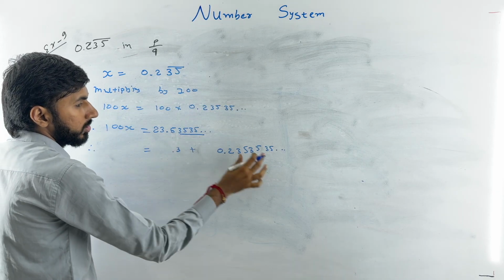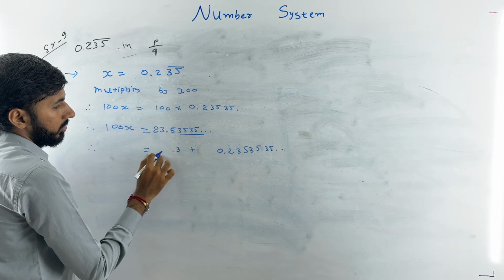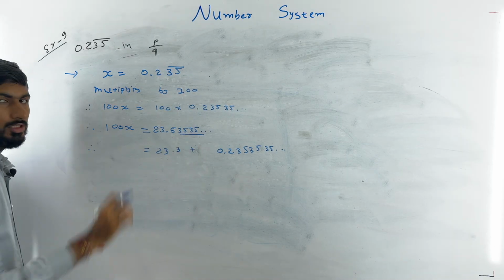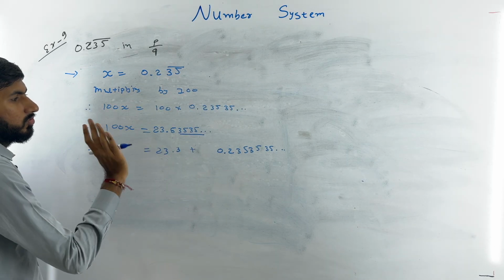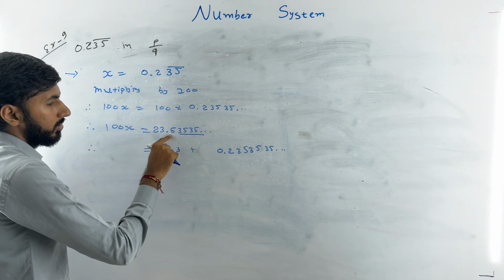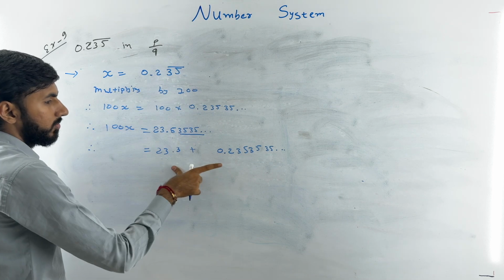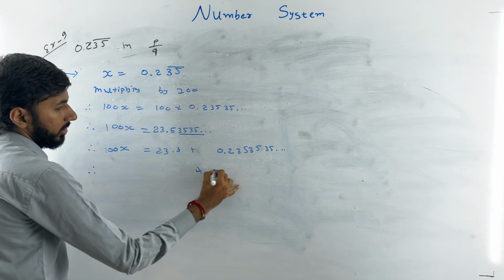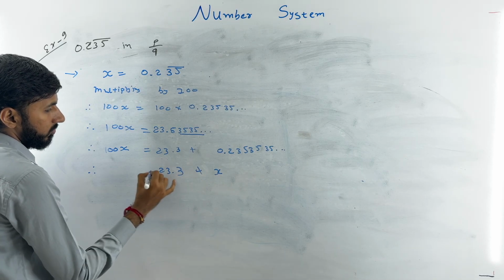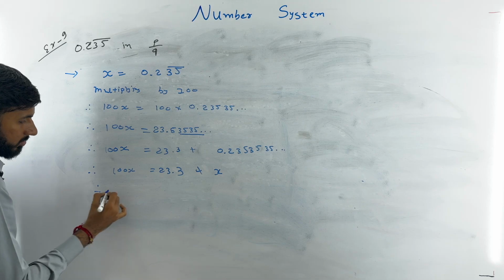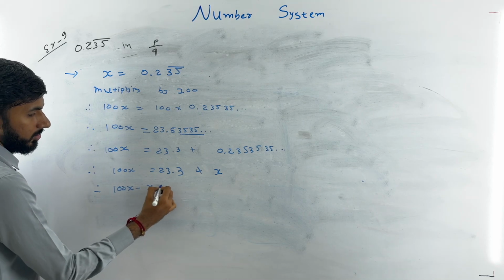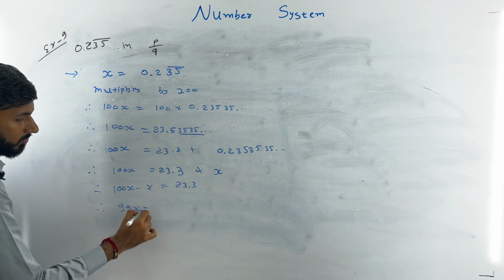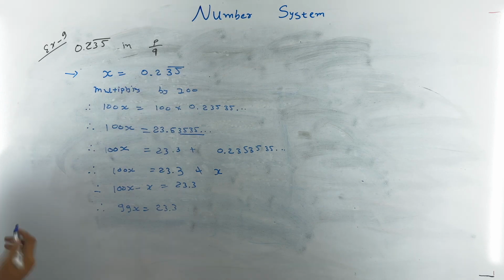So 23.3 plus 0.23535, if I add these two numbers, I will get this number, right? This is very easy, you just have to use your mind. If you look at the digits after the decimal point, you will easily separate these two numbers. Here is 100x. Now I can write x instead of this number. So this is 23.3 plus x equal to 100x. If I get all the x on one side, then 99x equal to 23.3, right?